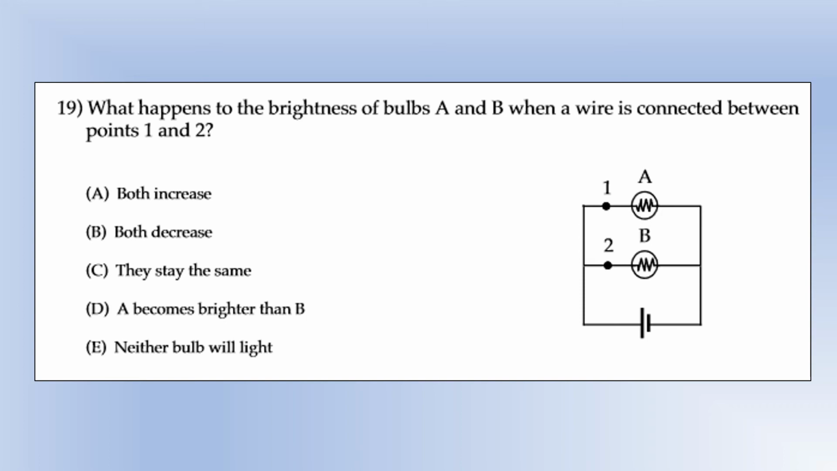So what happens to the brightness of bulbs A and B when a wire is connected between points 1 and 2? Have a look through your options. Let's see what you think. Okay, so the correct answer is nothing happens whatsoever, because the current pathway to go round through 1 and the pathway from 2 to 1 are both zero resistance, so it really won't change anything. The same number of charges will go through A and B. That's not going to have any effect on the circuit.